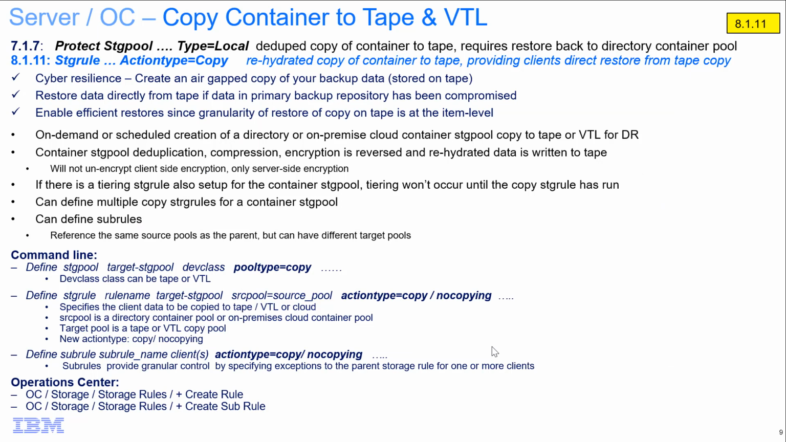So in summary, I've shown you how to use the Spectrum Protect Operations Center to create a new storage rule to create copies of either directory or on-premise cloud container pools out to either tape or VTL. This copy on tape can then be restored directly back to the Spectrum Protect clients. I also showed you how to define subrules, and I showed you the new status you'll be able to gain about the storage rules by simply hovering above the storage rule status bar.